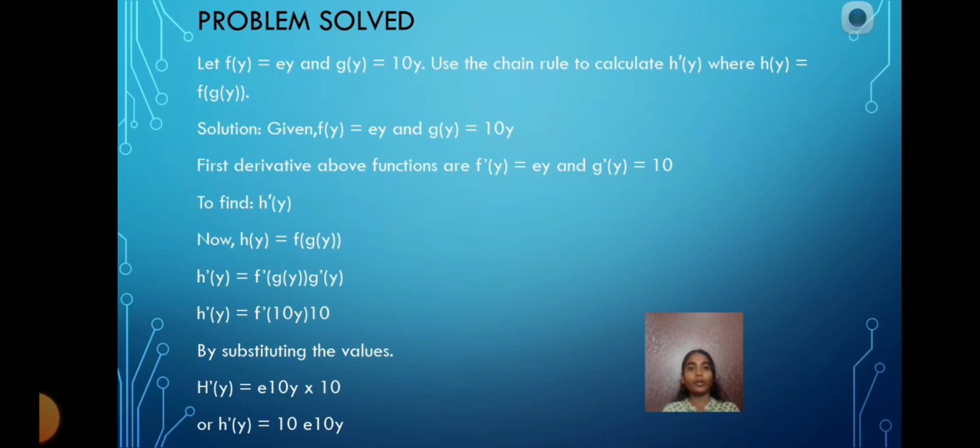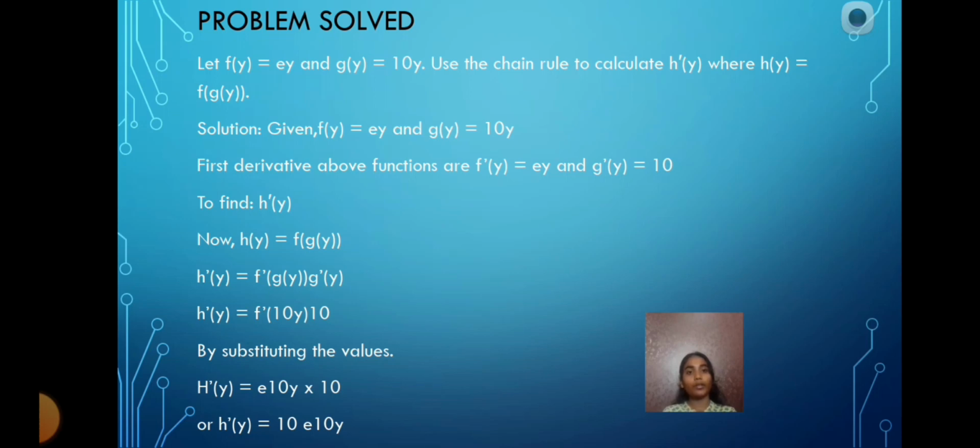The given in the above question is f of y equals e power y and g of y equals tan y. Let us first find the first derivatives of the above functions, that is, differentiation of e power y with respect to y is e power y, and that is f dash y, and similarly differentiation of tan y with respect to y is sec squared y, and that is g dash y. And here we need to find h dash y.